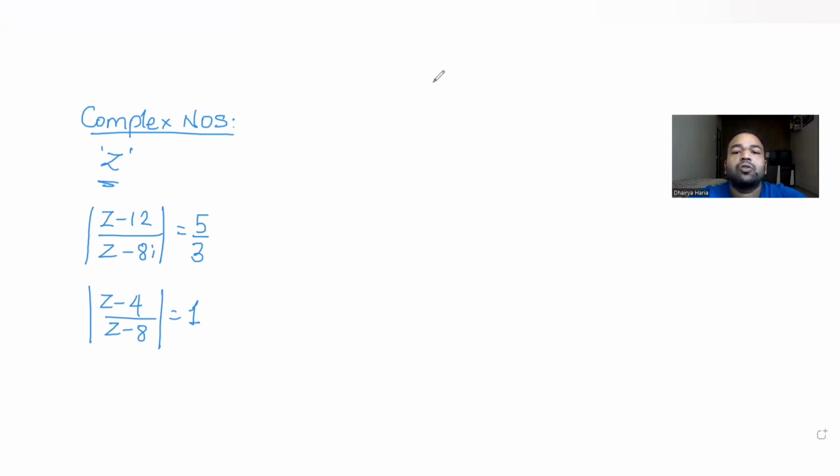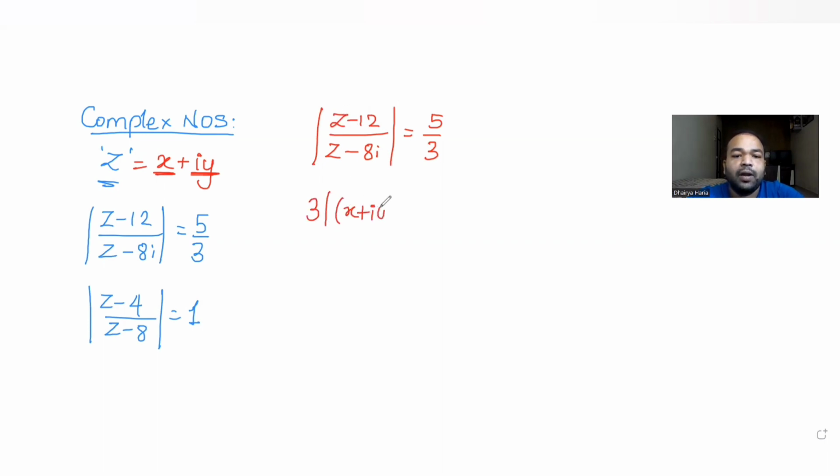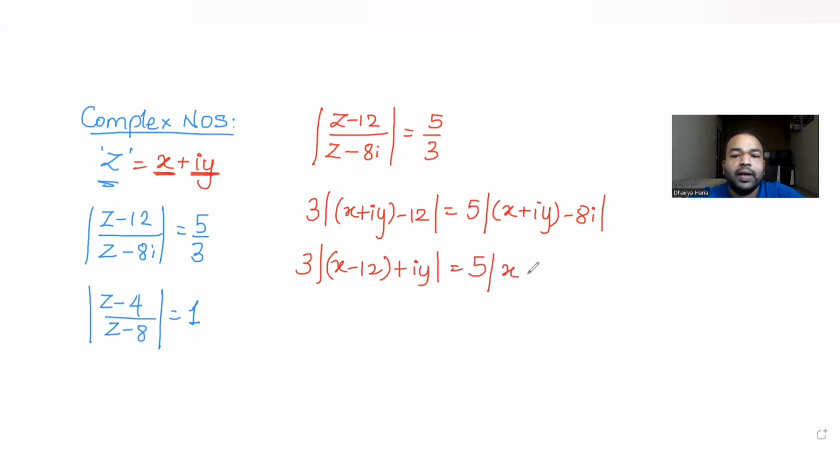So let's understand how to solve this question. First thing I can do here is write z, which is a complex number, as x + iy, where x is the real part of the complex number and y, which is present with i, is the imaginary part. So if I write the first equation, I have |z - 12| / |z - 8i| = 5/3. So it becomes 3 times |x + iy - 12| = 5 times |x + iy - 8i|. So I get 3 times |(x - 12) + iy|, where x - 12 is the real part, equal to 5 times |x + (y - 8)i|, which has the imaginary part y - 8.